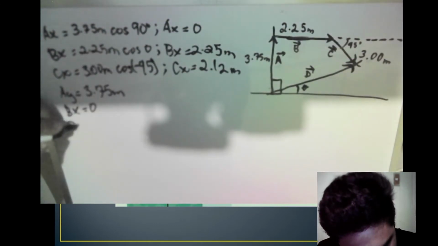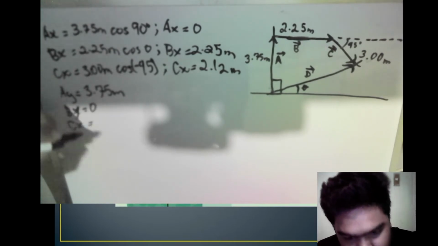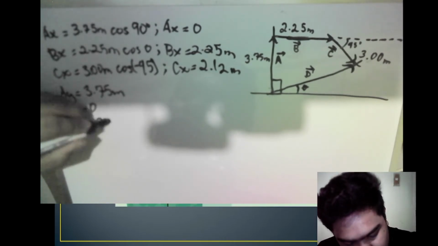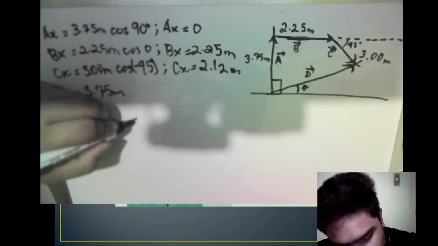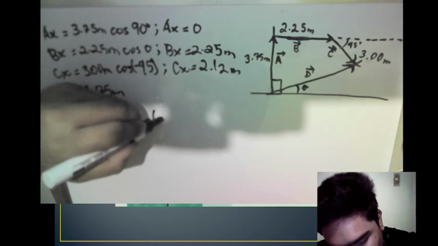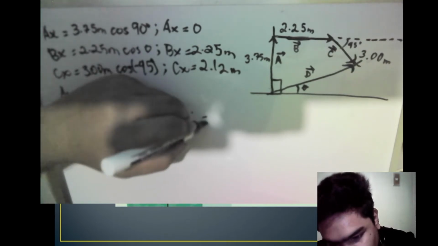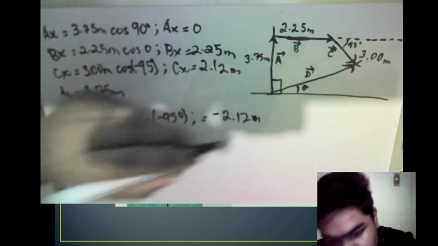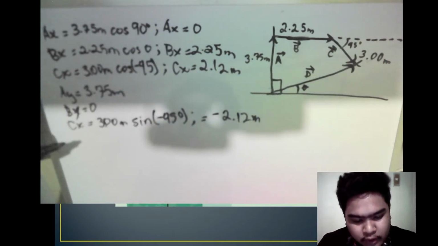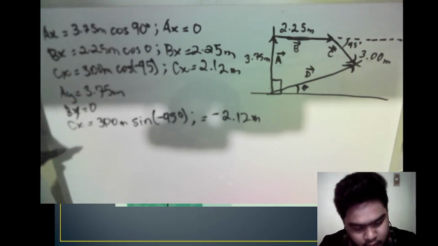For the CY, we have 3 meter multiplied by sine negative 45 degrees pa rin, and the answer would be negative 2.12 meters. So dahil po dyan, pwede na po natin ma-solve yung vector ng dx and dy.